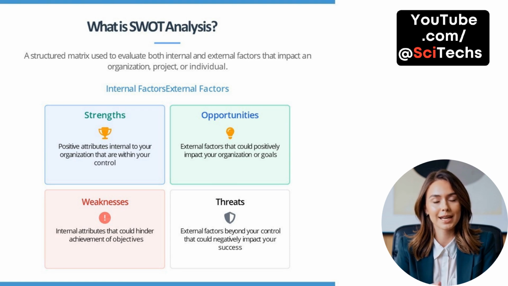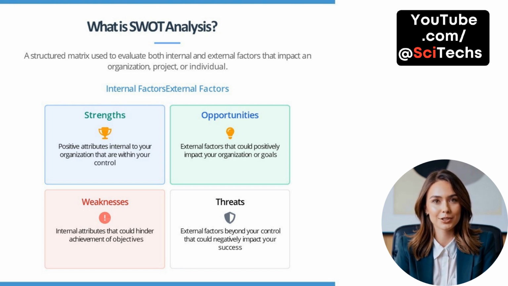What is SWOT analysis? SWOT analysis is a structured matrix used to evaluate both internal and external factors affecting an organization, project, or individual. It begins by categorizing internal factors into strengths and weaknesses. These are elements you control. Strengths might include proprietary technology, process efficiency, or skilled personnel. Weaknesses may involve outdated tools, skill gaps, or resource limitations.